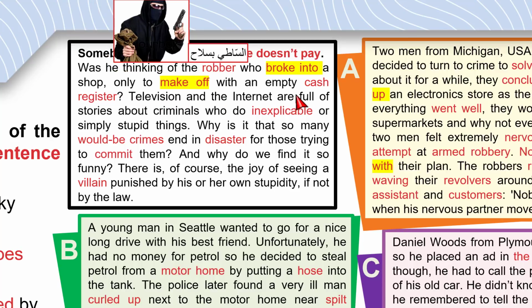Television and the internet are full of stories about criminals who do inexplicable or simply stupid things. Inexplicable cannot be explained. Why is it that so many would-be crimes, actions that are supposed to be crimes, end in disaster, catastrophe, for those trying to commit them? Commit them, do them. You don't say do crime, you say commit crime. And why do we find it so funny? There is of course the joy of seeing a villain, a criminal, punished by his or her own stupidity, if not by the law.